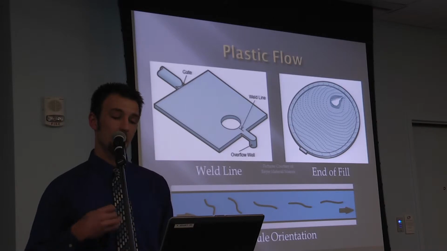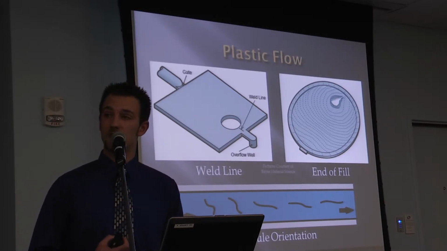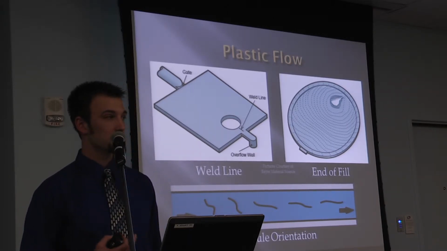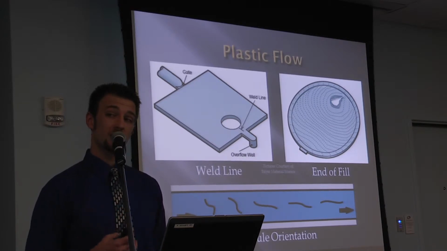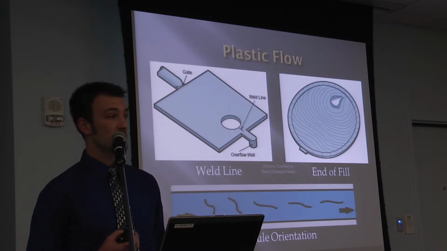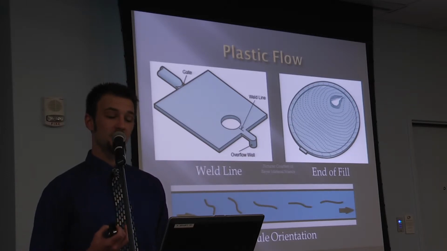The bottom shows how the material will orient itself in the direction of flow. This is just like a stream. The water in the center of the stream will move faster than the outside edges due to friction. This can change different properties of the plastic, like plating adhesion as well as strength.